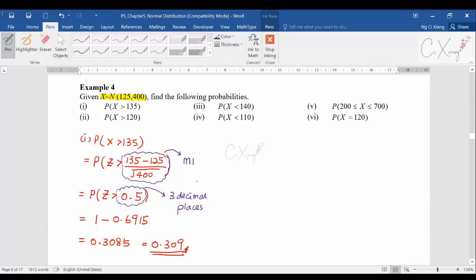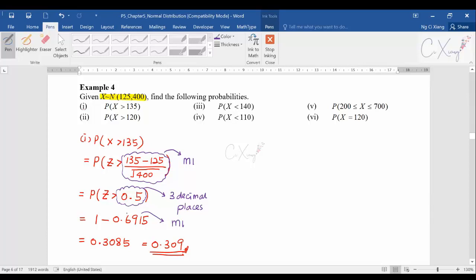So again, make sure we maximize it until 3 decimal places when you want to find the table. And after that, this one will be given 1 method mark also. Because in exam, they will actually have a look at Z greater than something, you cannot find out the answer straight away from the table. You must take 1 minus something like that. Okay? So this one must write it out also because it shows that you know how to use the table correctly. So this is 1 method mark.